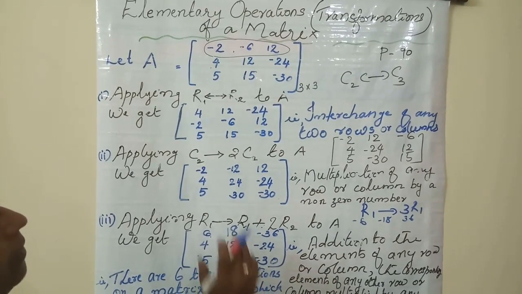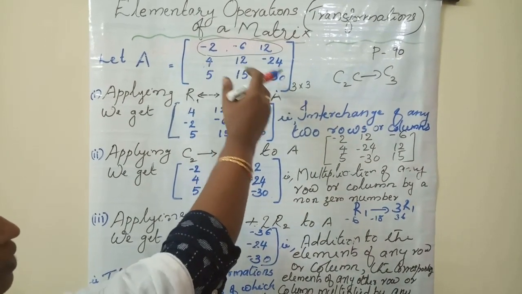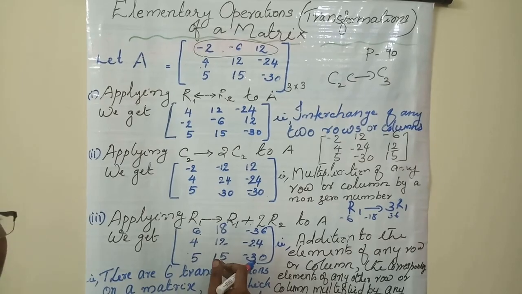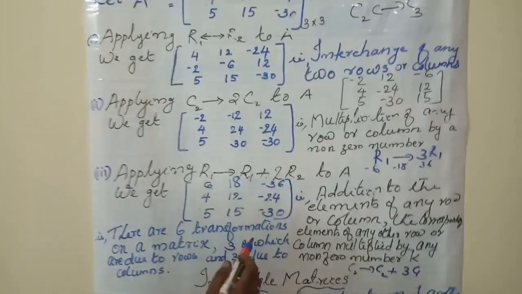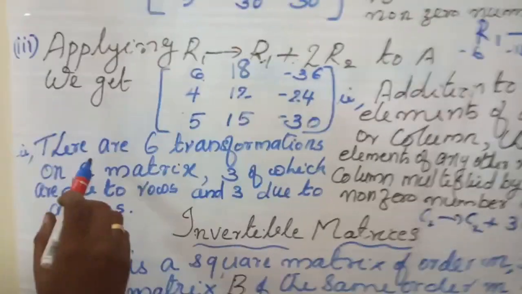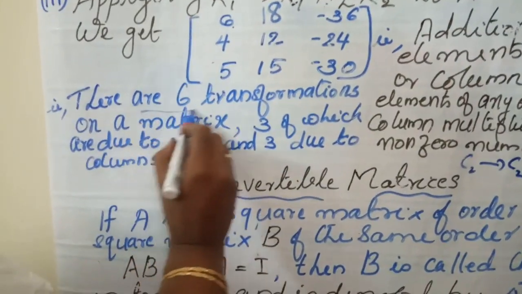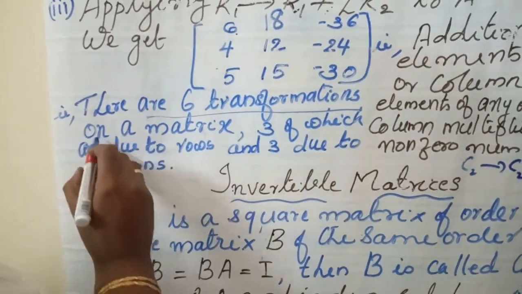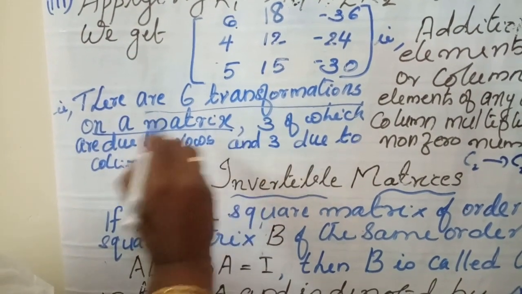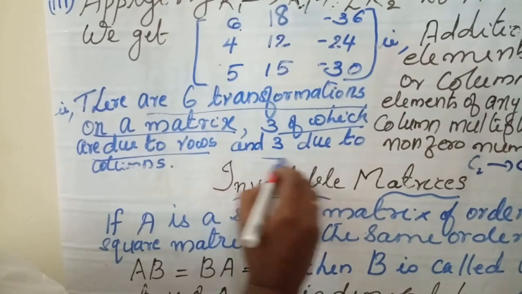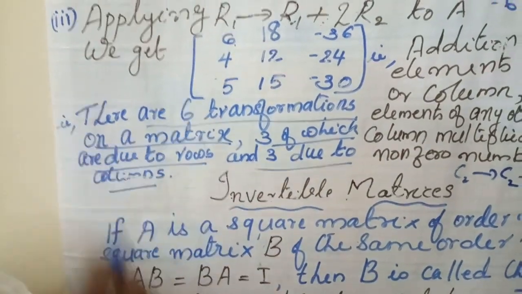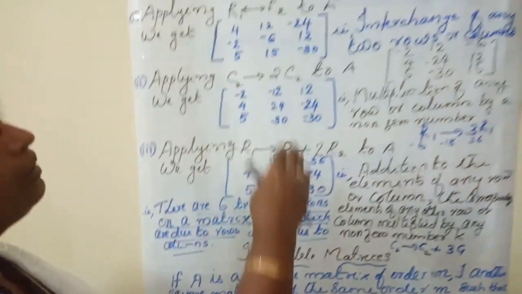In the same manner, the first we can consider for columns, then second, third, here also column operations. Okay, so all together, how many transformations or operations are there? There are 6 transformations or operations on a matrix, where 3 of which are due to rows and 3 due to columns. This is the elementary operations or transformations.